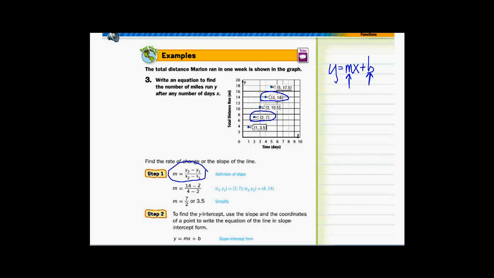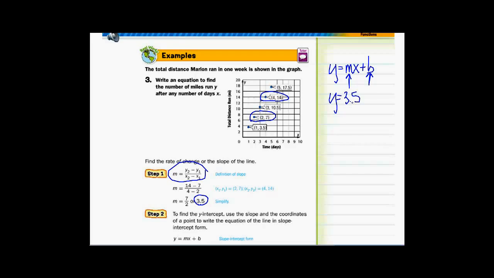So 14 minus 7, and then they did x2, which is 4, minus x1, which is 2. So 7 over 2. Sorry, 4 minus 2 is 2. So 7 over 2 will give you 3.5. So that is your slope. So right now we've got this much of the equation, y equals 3.5.